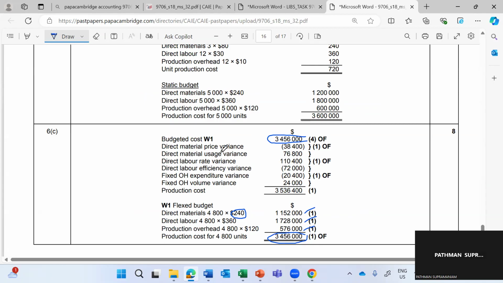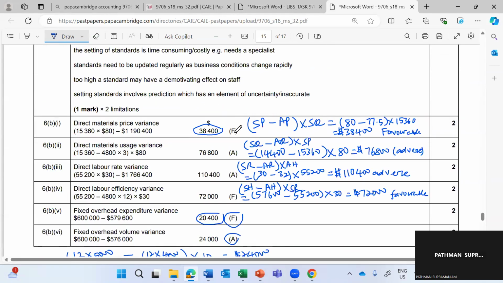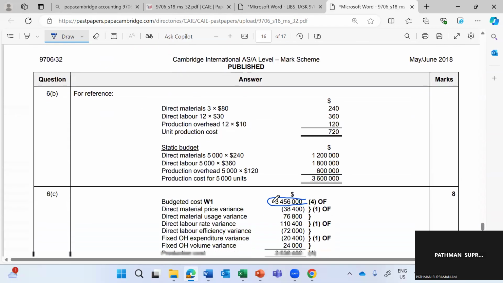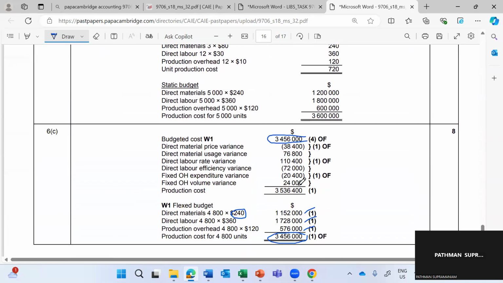All right. So the direct material price variance is, okay, so what we have to do is, if you look up at the direct material price variance, it was favorable. So all the favorable variances, you have to minus. You know why? Because when the variance is favorable, it means that the actual cost is lesser than the standard cost. So this should be standard, not budgeted.